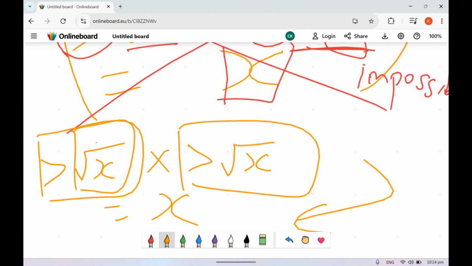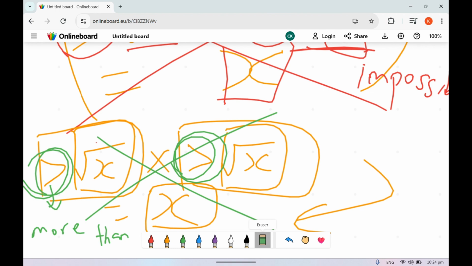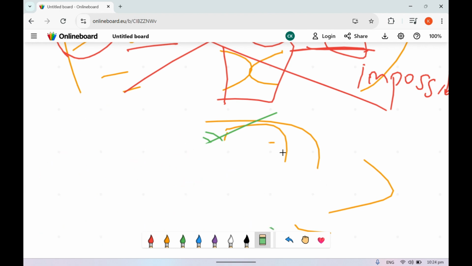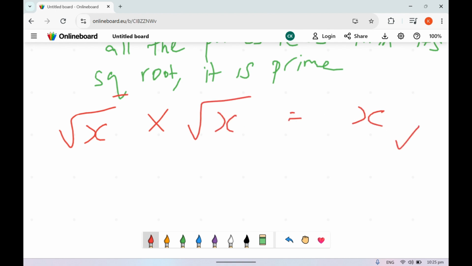Because this times this will give us this x. But if you add in this "more than", this stands for more than the square root of x times more than the square root of x, you get x. This is not possible, right? Agree? So we can agree on that. Okay, now, this makes sense.